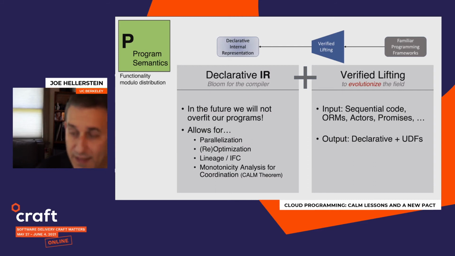So the hope is that we can take your sequential programs, or more particularly programs that have a little bit of hints, like programs over object relational mappers or programs that use actors or promises. These are common distributed systems interfaces for old-fashioned languages, and we'll be able to lift them into a declarative internal representation that the compiler can then go to town on. So the verified lifting will take that imperative sequential code, generate declarative code, perhaps with some little kernels of imperative code as user-defined functions tucked inside it that we can invoke with serverless computing.